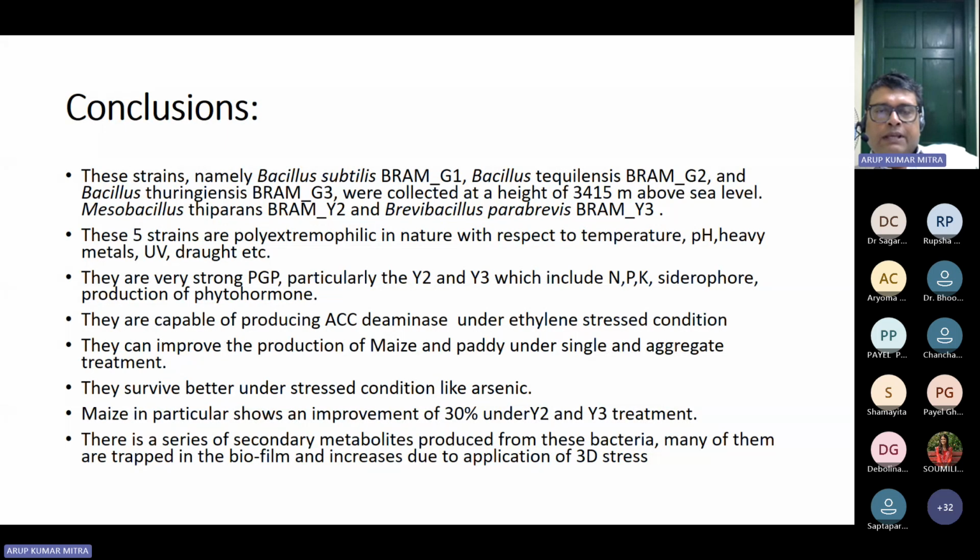They were even helping them to survive under arsenic stress. That was the agricultural part. But under 3D stress, they were not only stable, but they produced different types of secondary metabolite, which resulted in different compounds. And if they can be purified, they will produce these anti-cancer, antibacterial compounds in bulk.